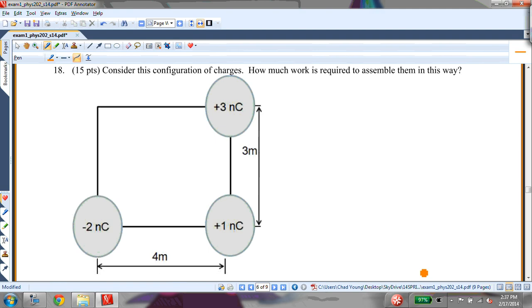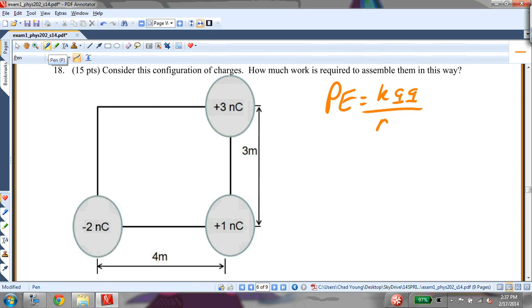When I consider this configuration of charges, how much work is required to assemble them in this way? You could have done this a couple different ways. I'm going to do it with this idea of potential energy. That is, the potential energy of any two charges is equal to kQQ over r squared. Or excuse me, not r squared, r.